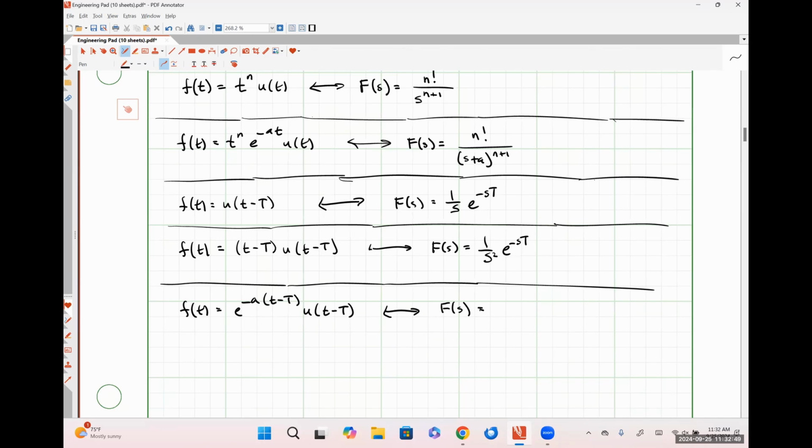Should be this guy. Everywhere we see s, we replace it with s plus a, right? Because that's what the frequency shifting allows us to do. So 1 over s plus a, times e to the negative s plus a, I believe. Okay, so I've bored you guys enough with the Laplace transform. So now I'm going to shift gears and bore you guys with the inverse Laplace transform.